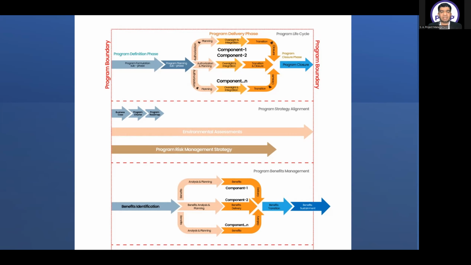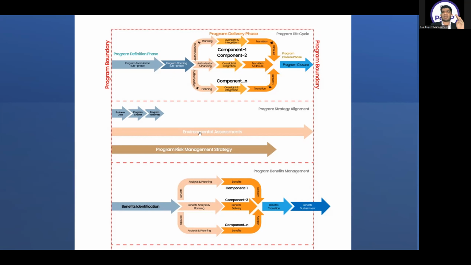So in other words, if we are in any phase of my program and any organizational change occurs that is meant to change your program, first of all, we will update our business case. So the business case is the first document that we make for my program lifecycle. And then subsequently, I will make the charter, then I will make the roadmap, keeping in view the environmental assessments.